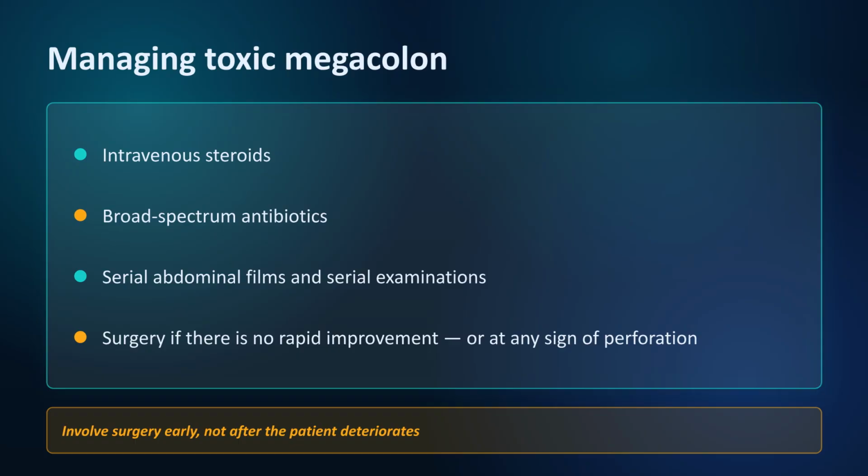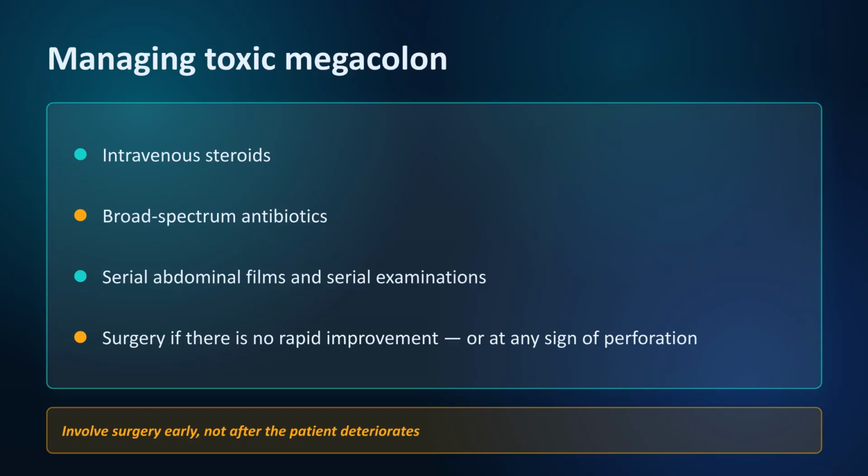Managing toxic megacolon. Start intravenous steroids to suppress the inflammation. Add broad-spectrum antibiotics, because the dilated atonic colon translocates bacteria and perforation may already be developing. Then follow the patient closely. Serial abdominal films to track the diameter, and serial examinations by the same person where possible, so changes are real. And proceed to surgery if there is no rapid improvement, or immediately at any sign of perforation.